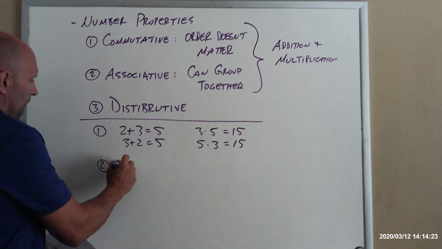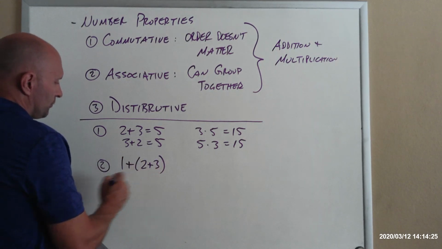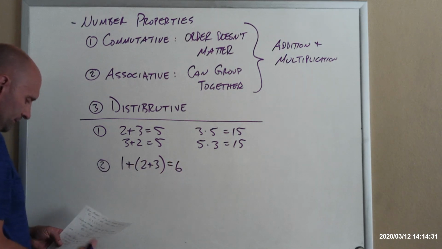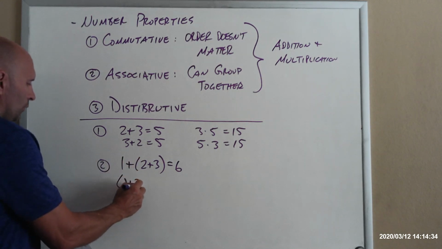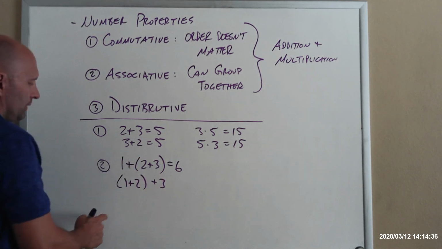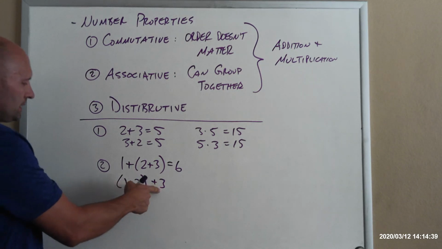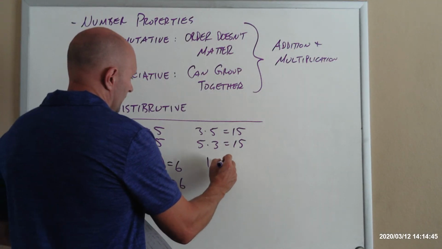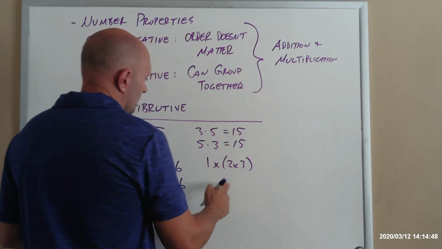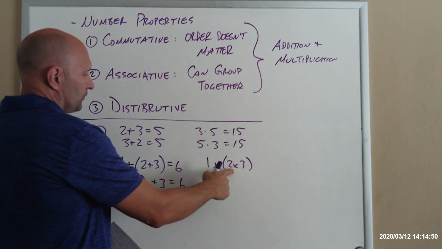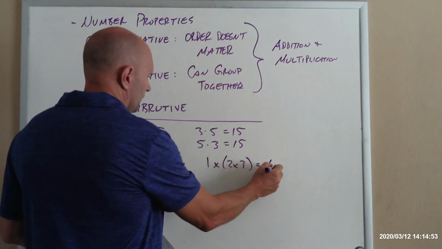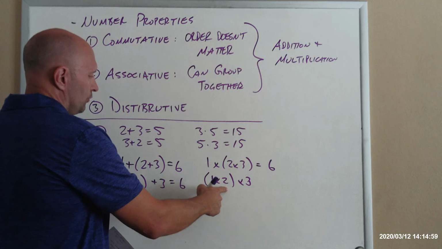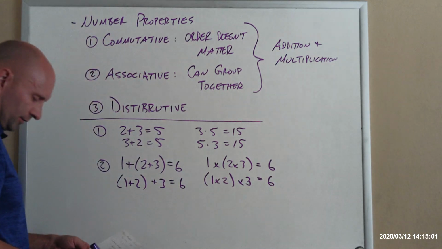Associative. So if I have 1 plus 2 plus 3, well, 2 plus 3 is 5, add 1 to it is 6. If instead I group the 1 plus 2, and then add 3 to it, I get what? 1 plus 2 is 3, plus 3, still 6. And if you do 1 times 2 times 3, well, do inside the parentheses first. 2 times 3 is 6, times the 1 on the outside is 6. If I group the 1 and the 2 together, 1 times 2 is 2, times 3, still 6.